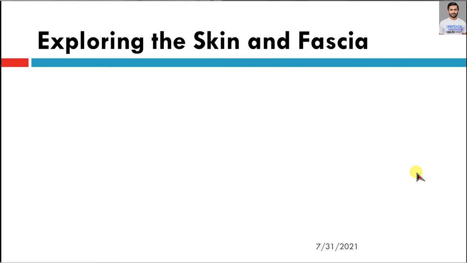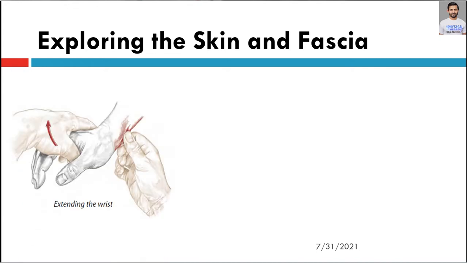If there is some sort of restriction, it means that there is some adherence between the fascia and fat and the muscles. Most of the time the scar tissue is very hard and is hypomobile.